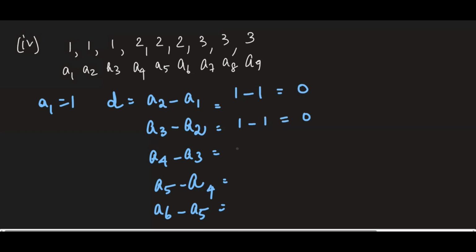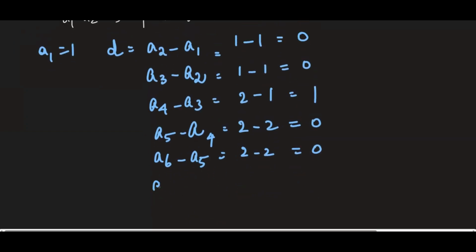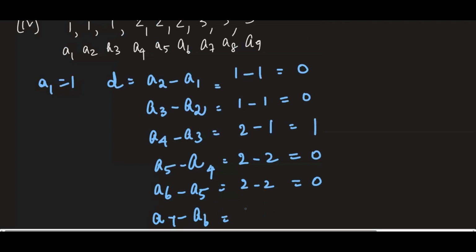This is A4. A4 is 2. So 2 minus A3, which is 1. So 2 minus 1 becomes 1. Okay. Now A5 minus A4, that is 2 minus 2, again 0. Okay. Now A6 minus A5. So again 2 minus 2 is actually 0. We will just try two more things also. Okay. So now again A7 minus A6. Now what is A7 here? A7 is 3. So 3 minus 2 is again 1.